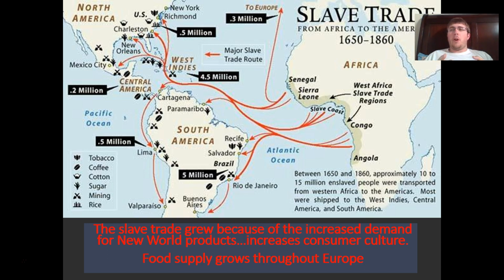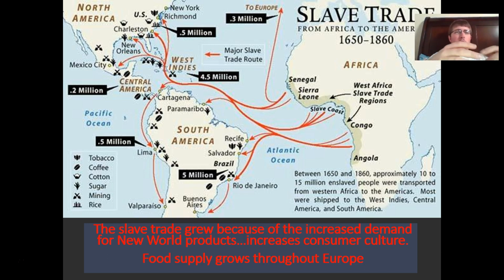Now, the backbone of that success, unfortunately, of course, was the development of the slave trade. And over the course of 200 years, and that's even excluding the 150 before, 10 to 15 million Africans were sent to not only North America, but much more significantly into South America. You actually had the largest amount of Africans that were sent to Brazil in the sugar trade.